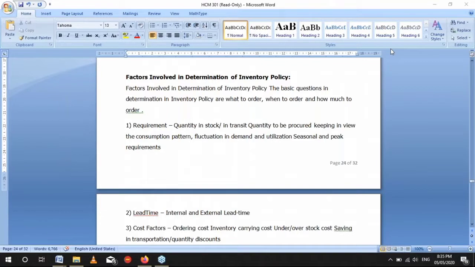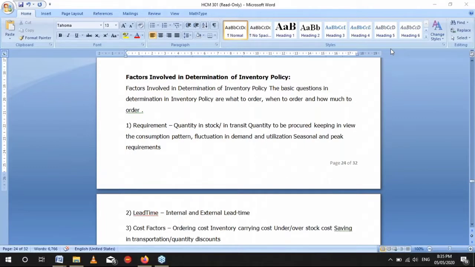The fourth one is SDE. SDE stands for scarce, difficult, and easy to obtain, and it is based on purchasing terms with respect to availability.